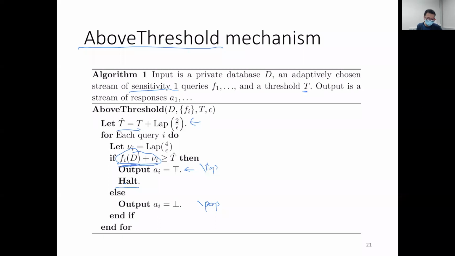And one remark that I want to make about this algorithm is that it has this remarkable property that it can potentially be used to answer an infinite sequence of queries with bits without seeming to be paying anything that depends on the length of the sequence.